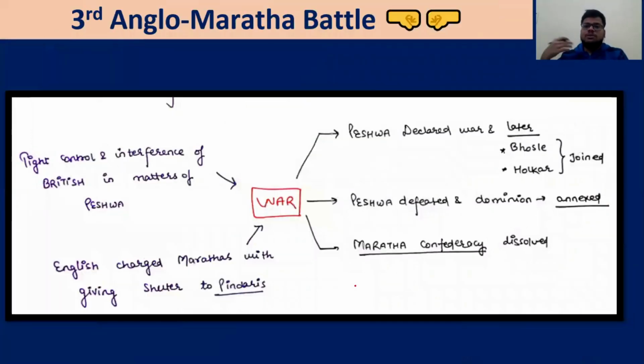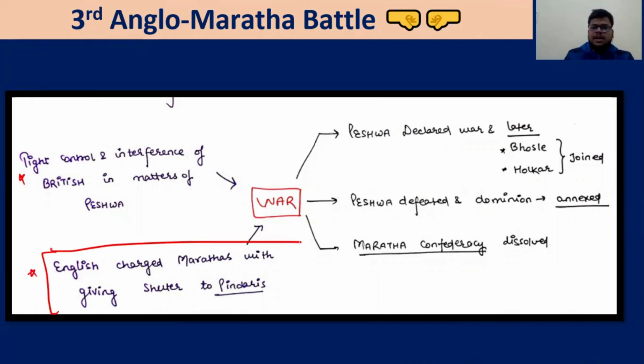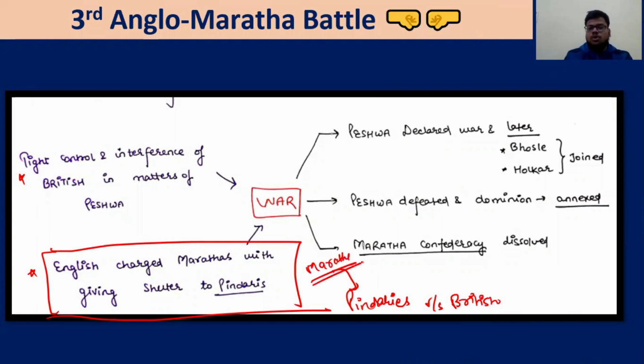Again, the subsidiary alliance was more favorable to the Britishers. The Marathas said, no, too much interference is being done. The Britishers also said that the Pindaris were hampering British trade, and the Marathas were supporting these Pindaris. On that pretext they fought the Third Anglo-Maratha War. The Peshwa declared war, the Peshwa was defeated, the dominion was annexed, and finally the Maratha Confederacy was dissolved.